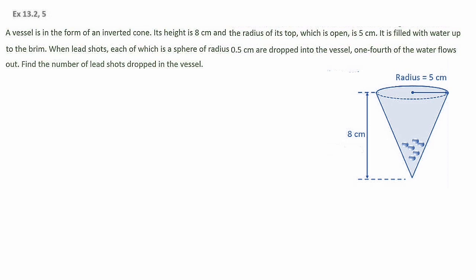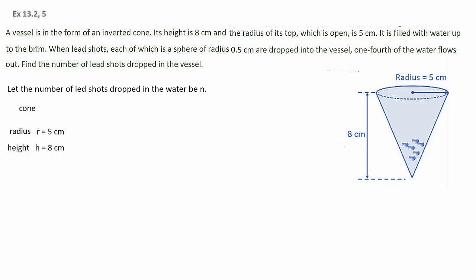Here we have to find out the number of lead shots. Let it be n. Let the number of lead shots dropped in the water be n. And here there are two shapes mentioned. One is the conical vessel, means cone, and another one is lead shots, means sphere, spherical balls. Let's write down the measurements. First, cone, radius is given to us 5 cm and the height is given to us 8 cm.